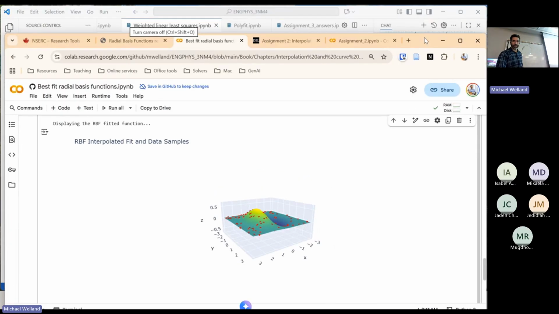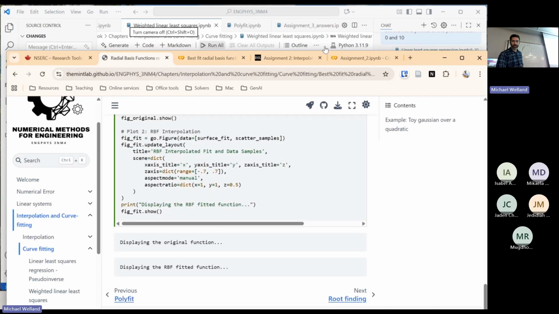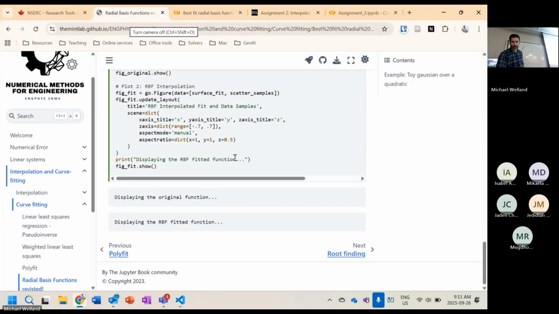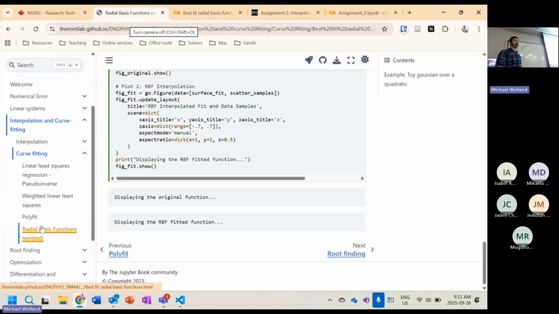And I can't go back to the previous tab thanks to the search thing. Okay. What have I got left? 9 minutes. Okay. That's it for curve fit. Any questions? Curve fit, interpolation, pseudo-inverse, weights.